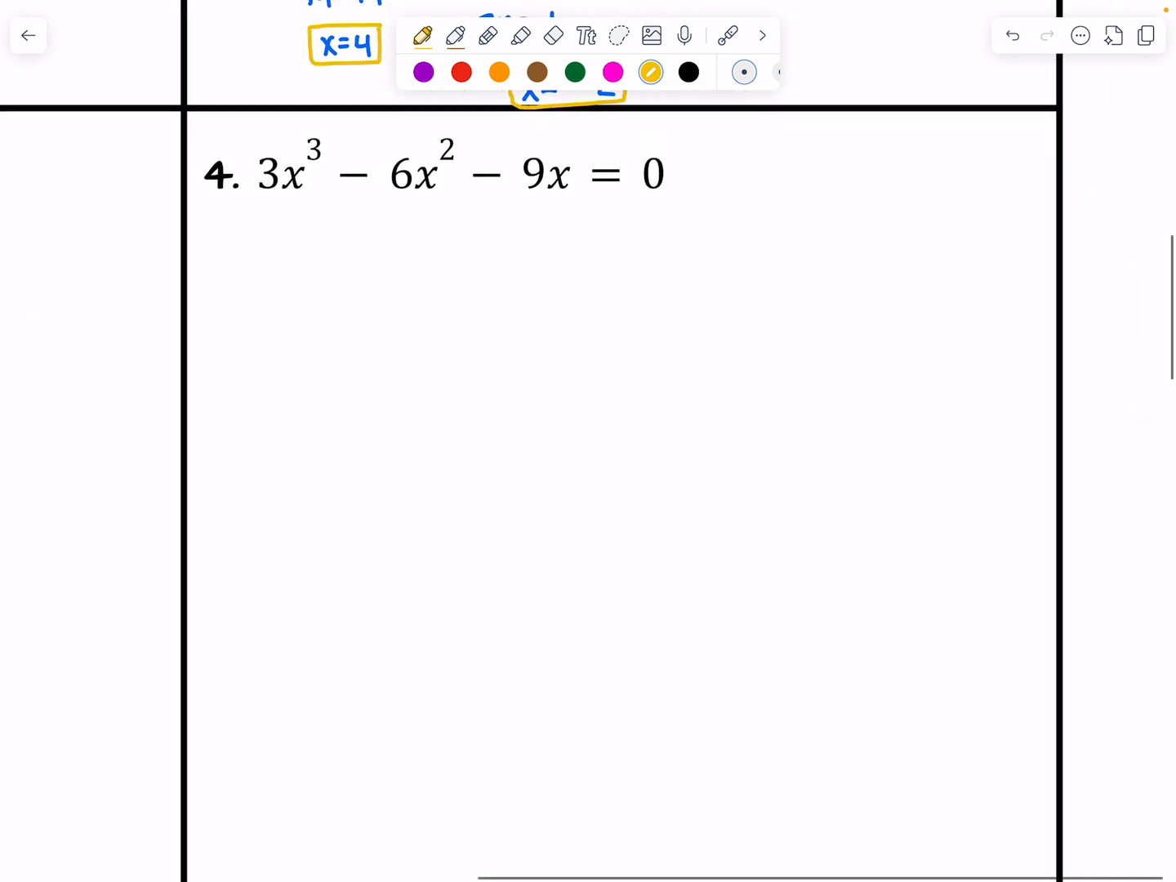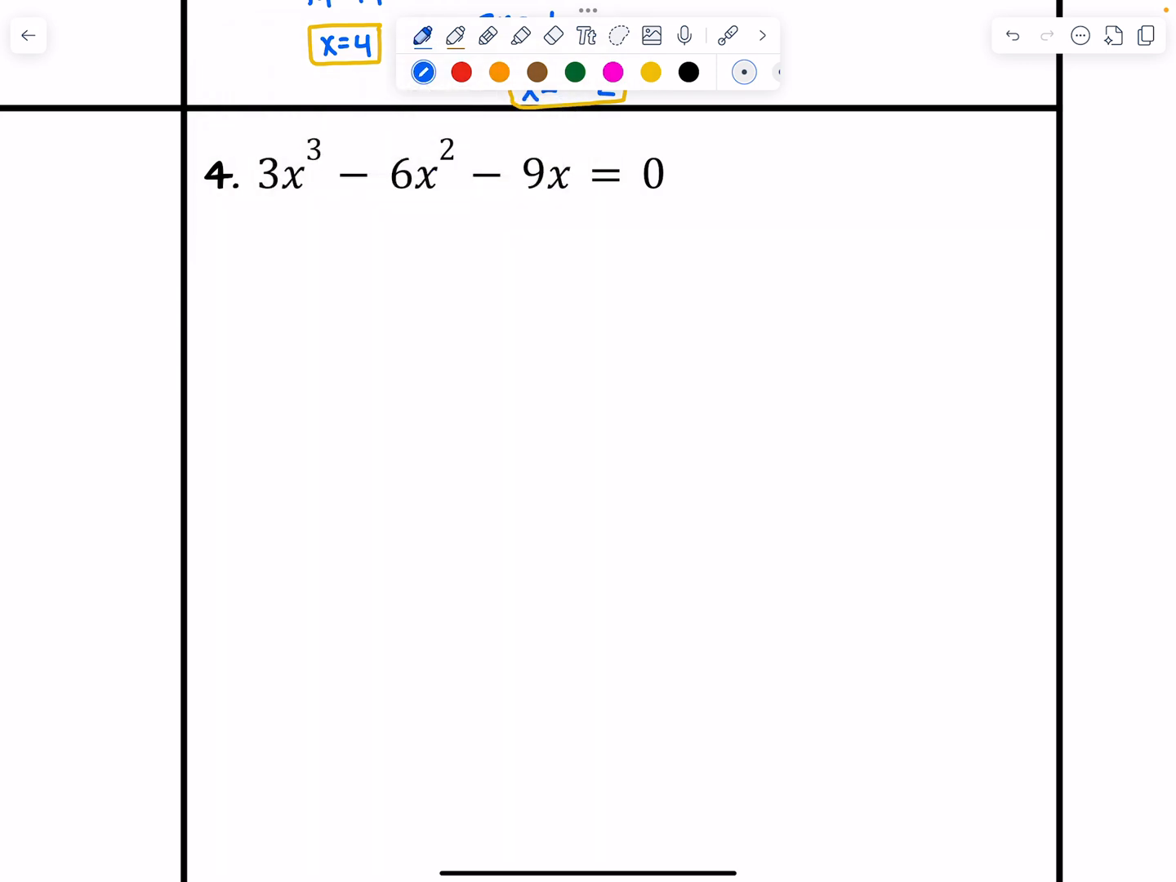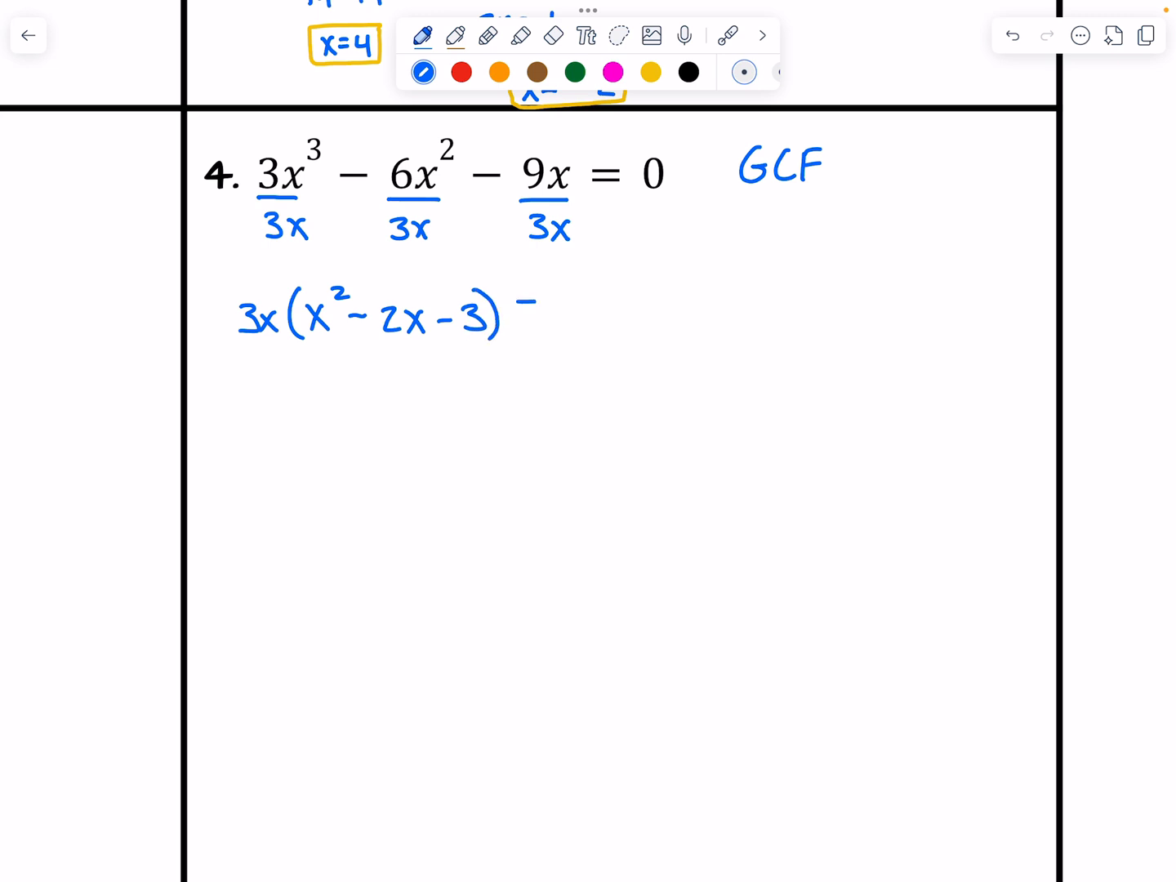4 says 3x cubed minus 6x squared minus 9x equals 0. So the first thing we're going to do is look for a greatest common factor. So let's see. It looks like they all divide evenly by 3x. So let's start by taking out a 3x from each term and leave it out front. So I would have 3x, then x squared is left over, minus 2x minus 3. And then that's a basic trinomial.